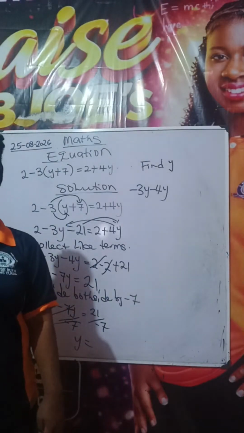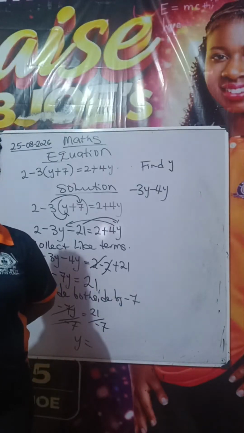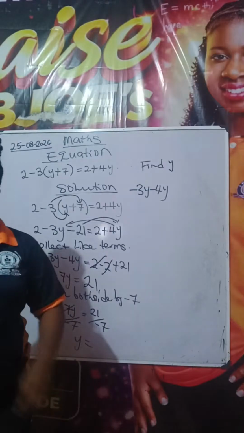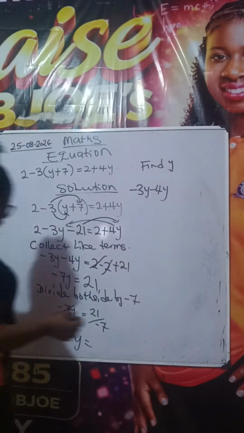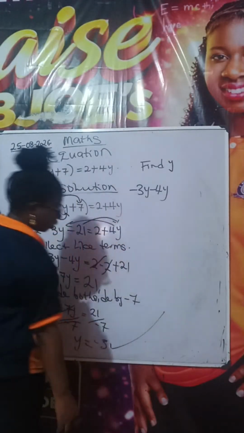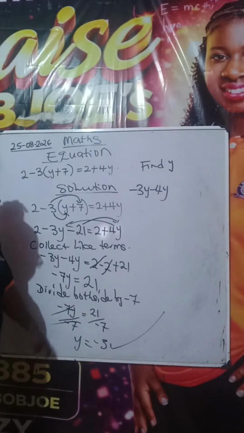What do we have? 21 divided by minus 7. Everybody divide and tell me what you have. The answer is going to be 3. That 3 is going to be minus because we are dividing with a negative number. So the answer is minus 3, and that is the answer. Do you understand it? Yes. So our y is minus 3.